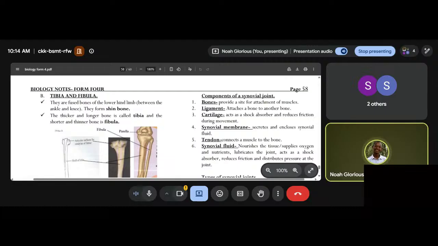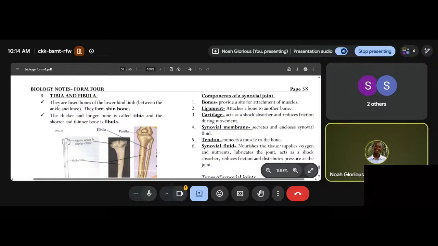What are the very many parts that are involved in a synovial joint? We have various of them. A synovial joint has bones. Remember, two bones are coming together. It also has ligament. The function of ligament, we already said, is for attachment of bone to bone.